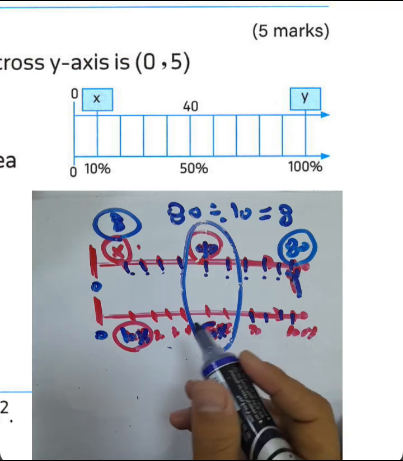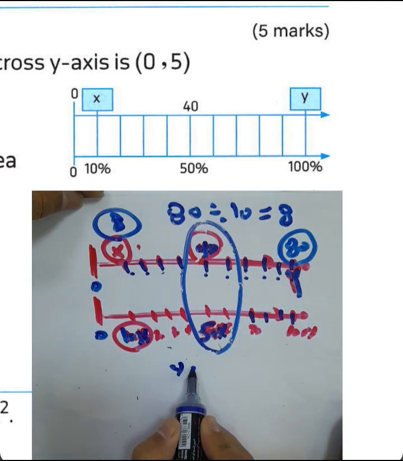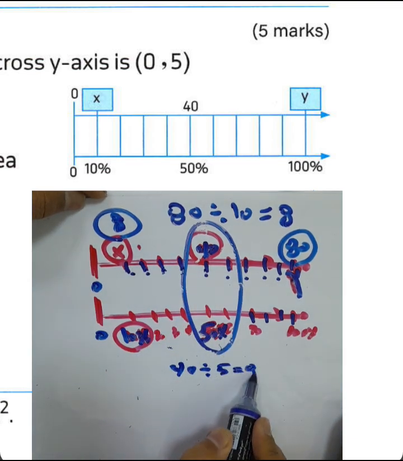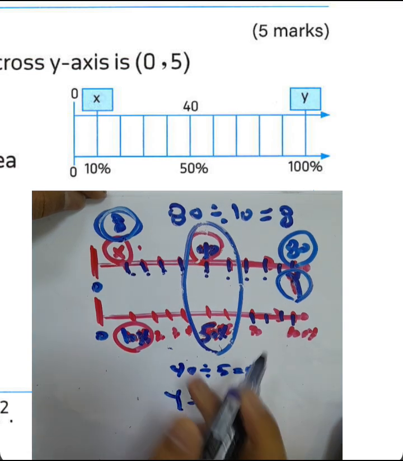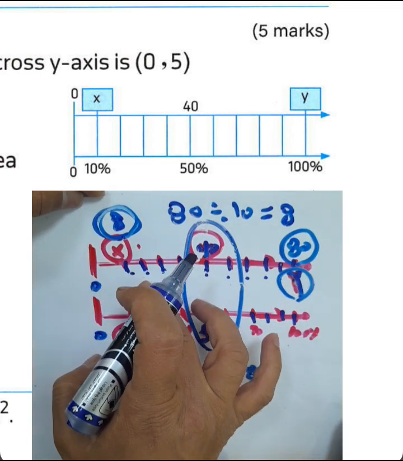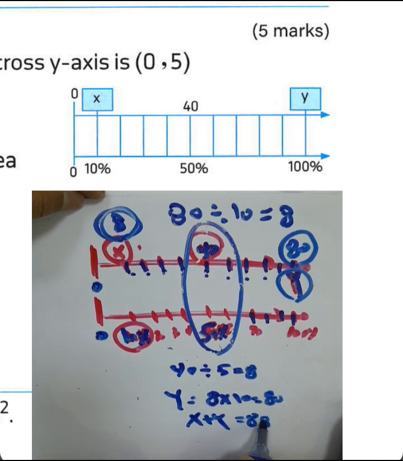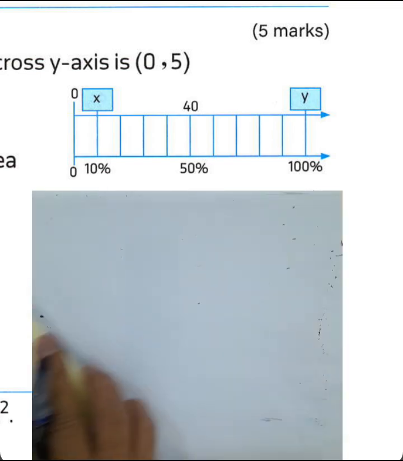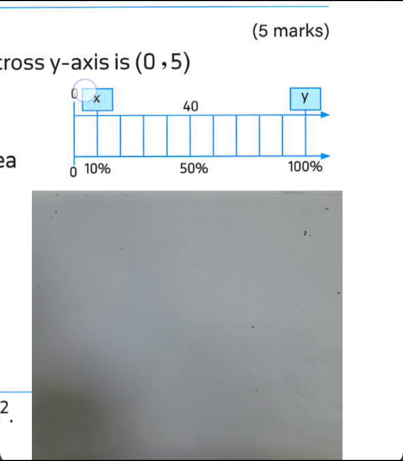Okay, first you can use this method, or you can write 40 divided by 5 equal 8. Then x equals 8. To find the value of y, we have 10 parts, 8, 16, and so on. You must write 8 times 10 equal 80. Then x plus y equals 88 in one step. It's very easy to find the result by this method.